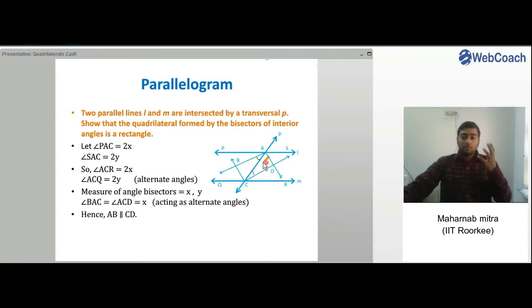So you can see we have got two alternate angles which we have got from the angle bisectors. These two angles are equal and acting as alternate angles, and therefore we get AB parallel to CD.